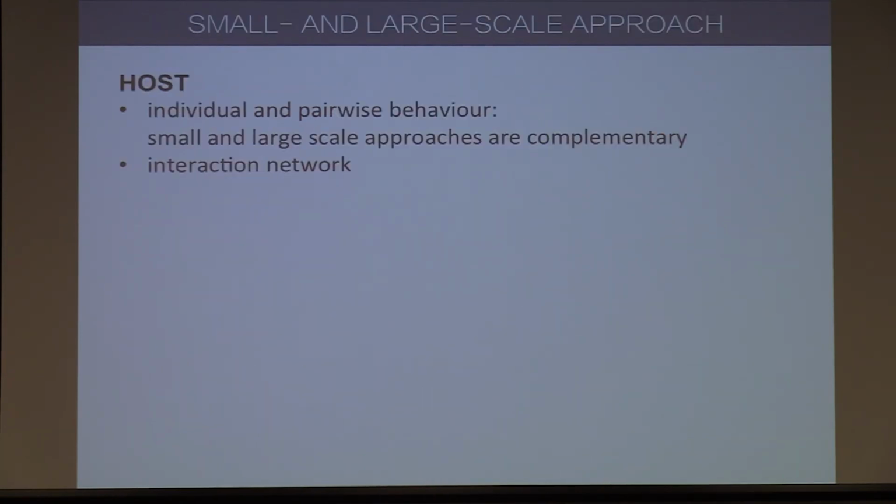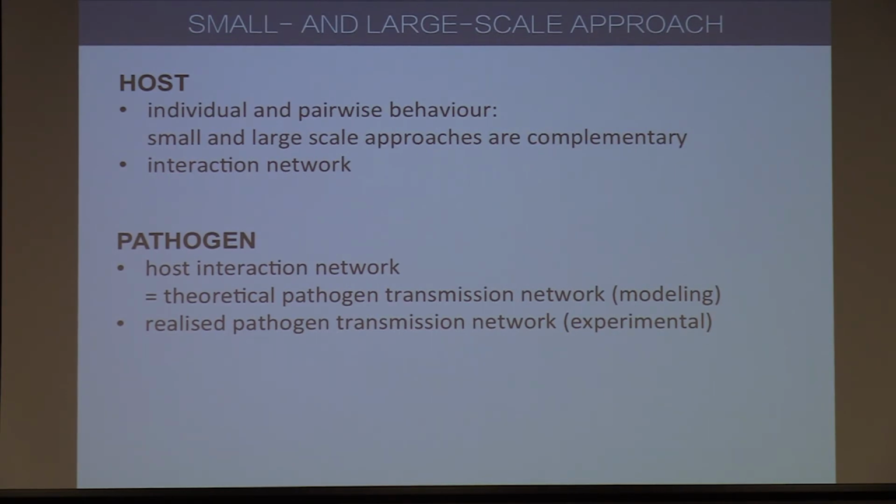So if we come back to the small and large scale approach, I think we can look at the side of the host and see that individual and pairwise behavior is changing upon pathogen exposure. The small and large scale approaches need to be combined to get the full picture, and we also need to get this interaction network data in addition. For the pathogen, it's important to know the host interaction network because the pathogen can travel along this network. It's a theoretical pathogen transmission network that we can also use via modeling.